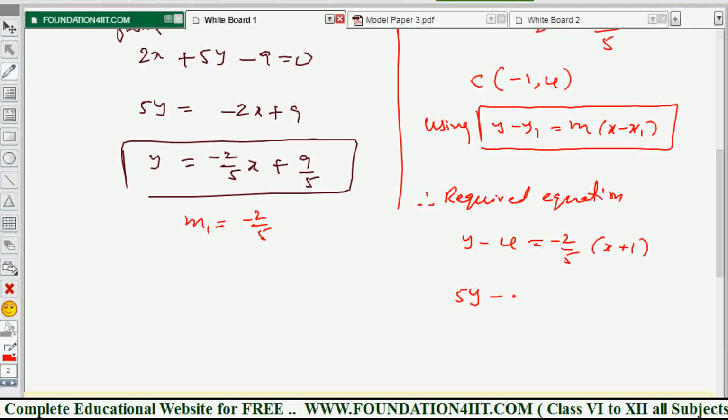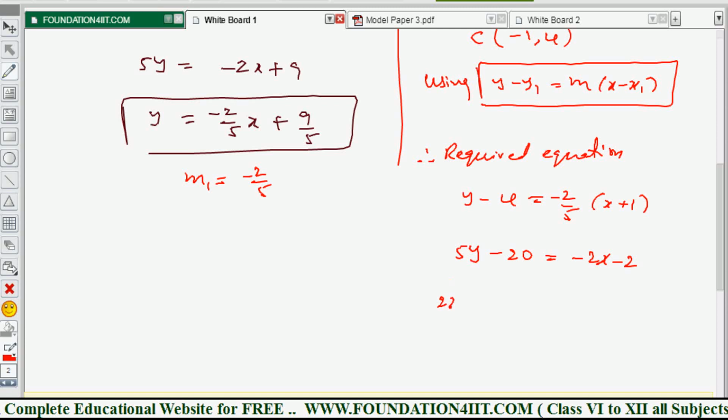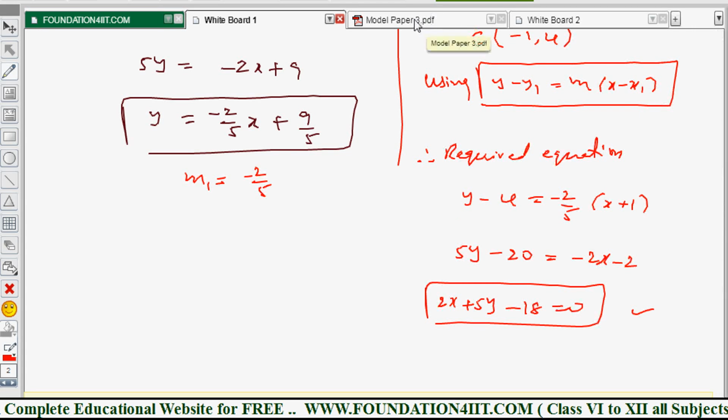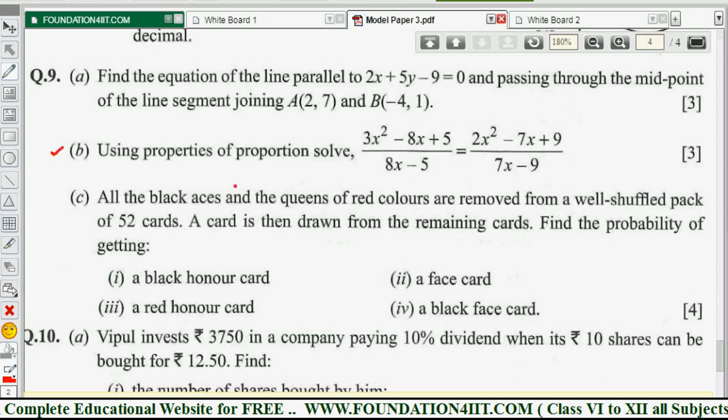Then 5y - 20 = -2x - 2. Take the x terms to one side, then 2x + 5y - 18 = 0, since -20 + 2 is -18. This is the required equation. Fine, so we can solve this problem this way. And see the next one, using properties of proportion.